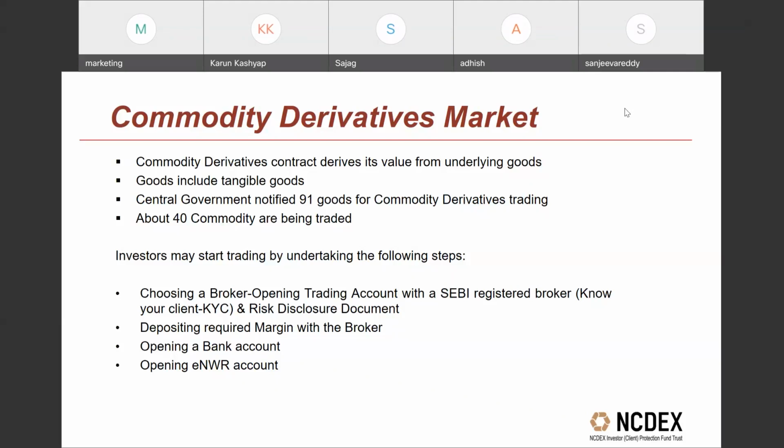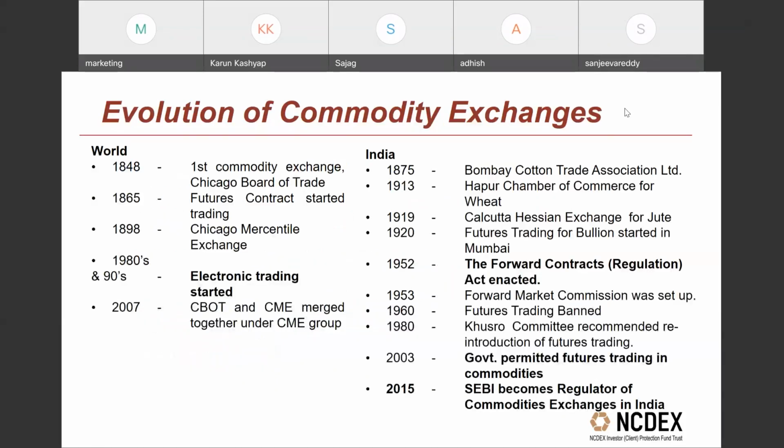So if you want to trade in commodity derivatives, you first need to go through a SEBI registered broker who is also a member of the exchange, and then you have to deposit a margin, open an account with the member, and you can start trading in the commodity derivative market. Now, what is the evolution of commodity derivative exchanges?